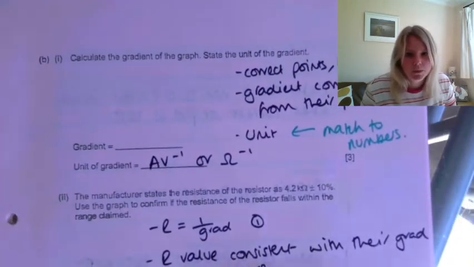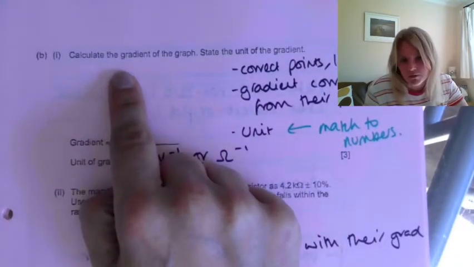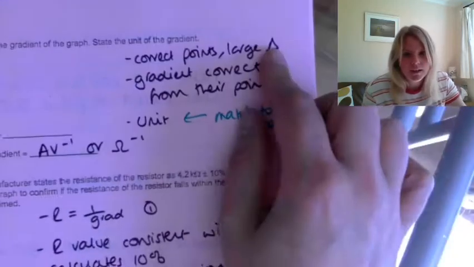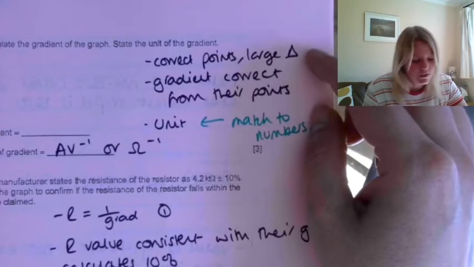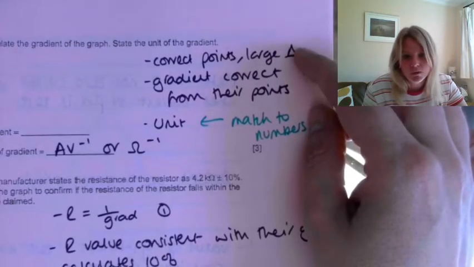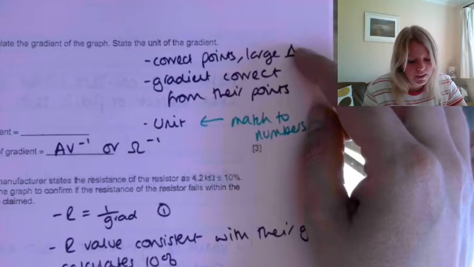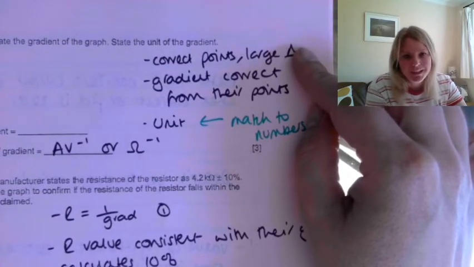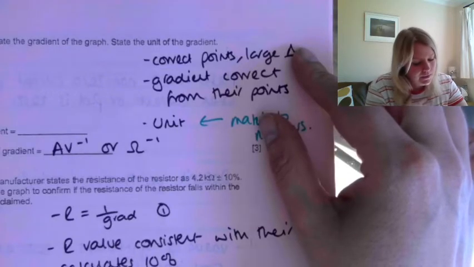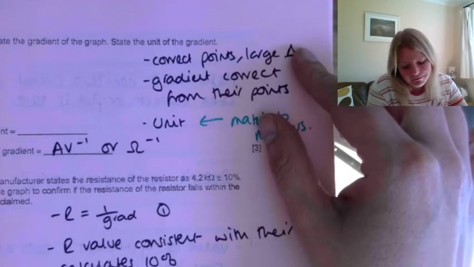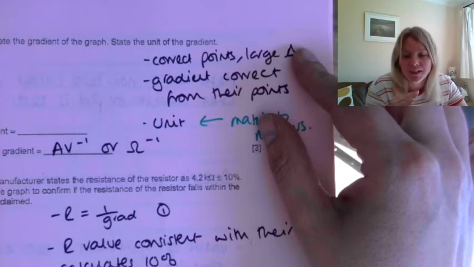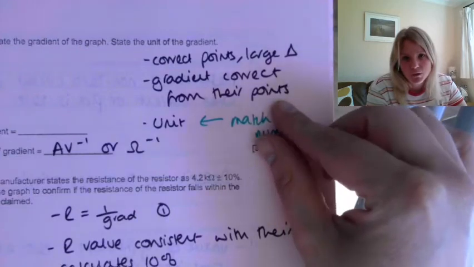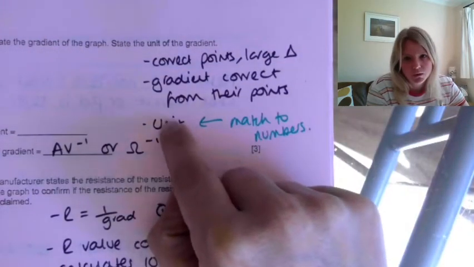For B, part 1, you had to calculate the gradient of your graph using your best fit line and state the unit. So there's 3 marks, and this is what the marks are for. First mark for picking out the correct points from your line. Remember, don't choose points that are plotted, choose points from the actual line of best fit. Just ones that are going through nice grid lines on the graph, don't choose random ones. Then one for calculating your gradient correctly from your points, and then one for the unit.